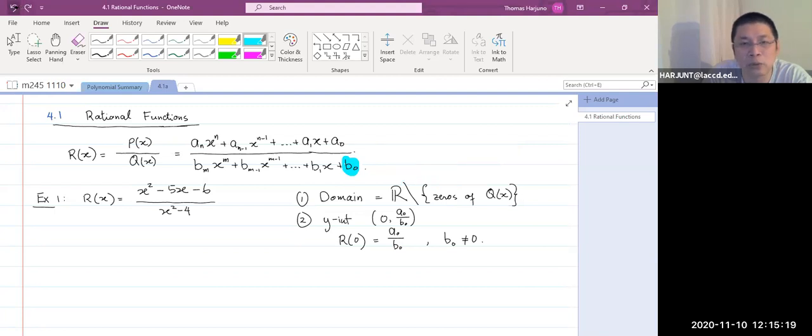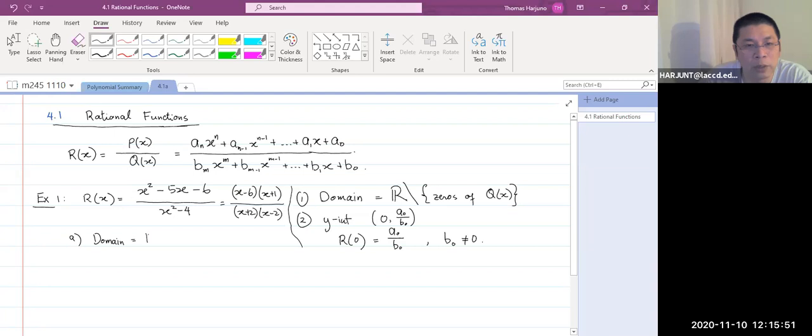Let's apply that to this example 1. So in this example 1, part A, what's the domain? For us to find the domain, we need to factor that first. So it relies heavily on your ability to factor. This will be (x minus 6)(x plus 1) over (x plus 2)(x minus 2). The domain will be all real numbers except 2 and negative 2.